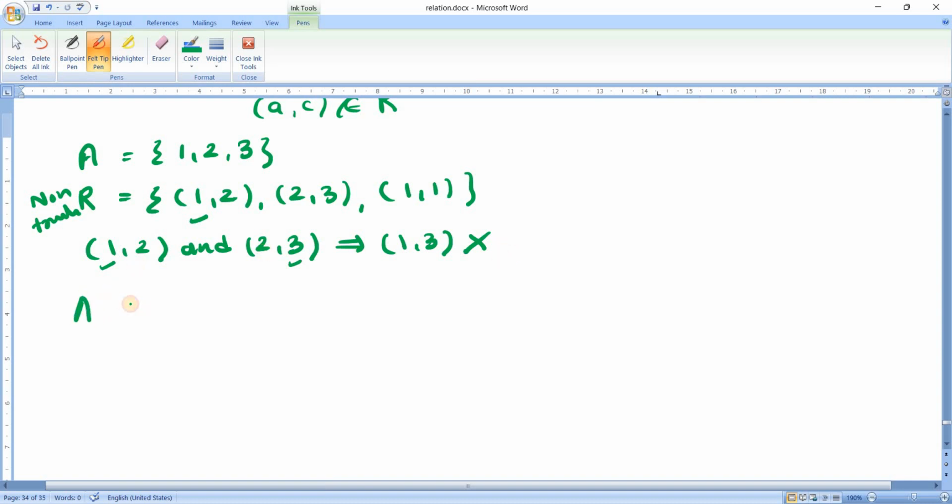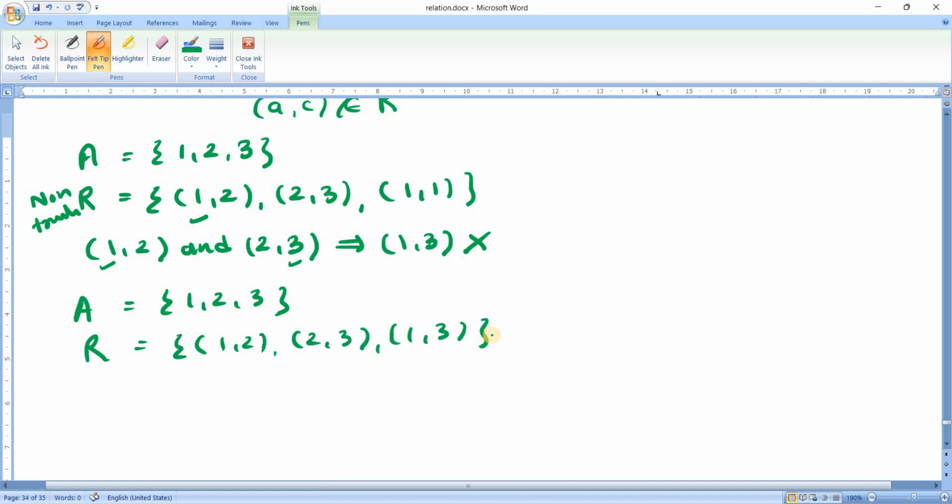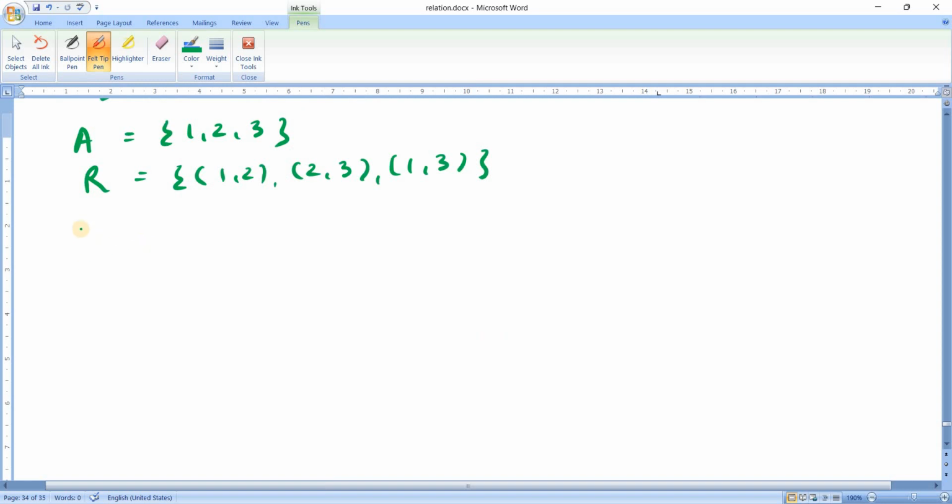Let's see another example. This is A with elements again 1, 2 and 3. And let's say we have a relation R with elements (1, 2), (2, 3) and (1, 3). What we will be checking for the transitivity, let's pick the first ordered pair, which is (1, 2). For (1, 2) and (2, 3), what should we have in our relation? We should have (1, 3), which is there. So this is the transitive condition.